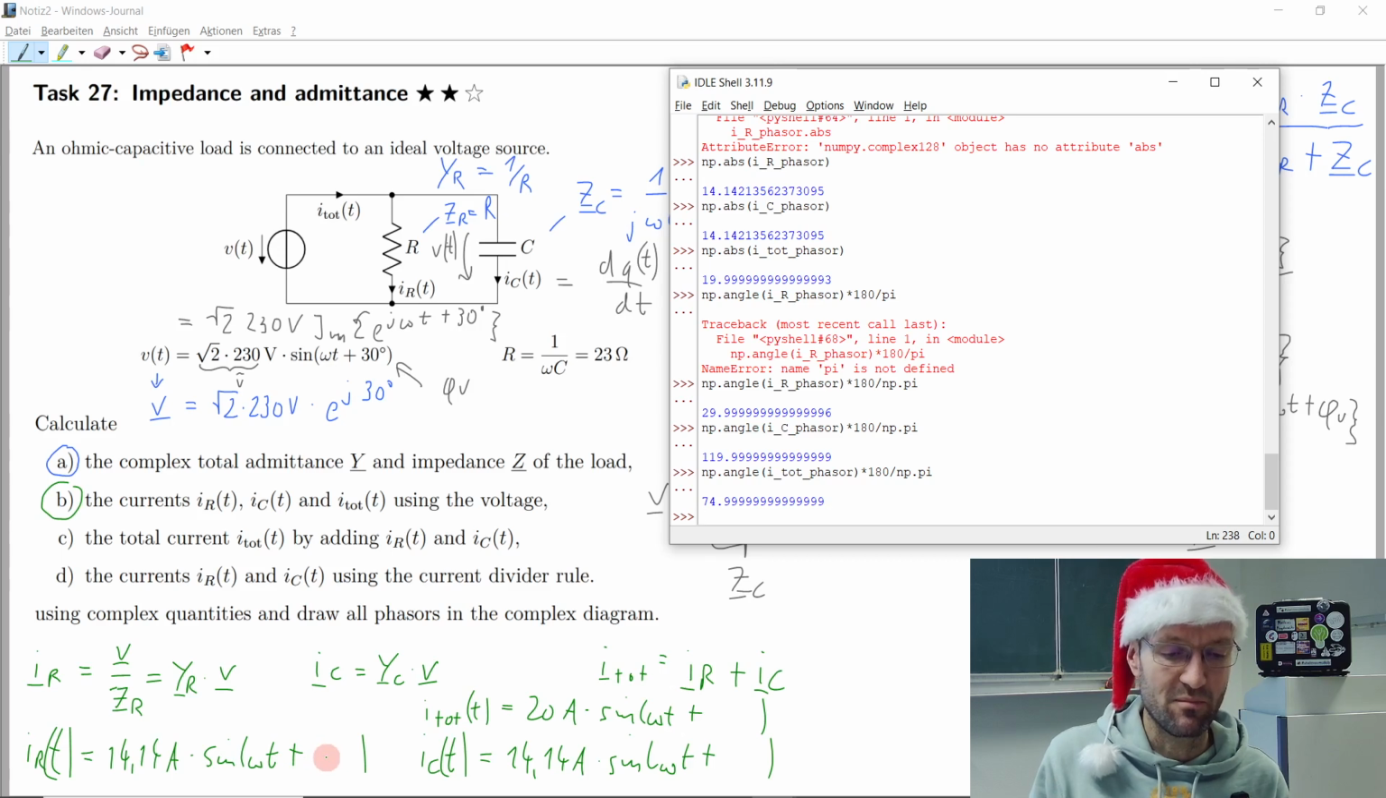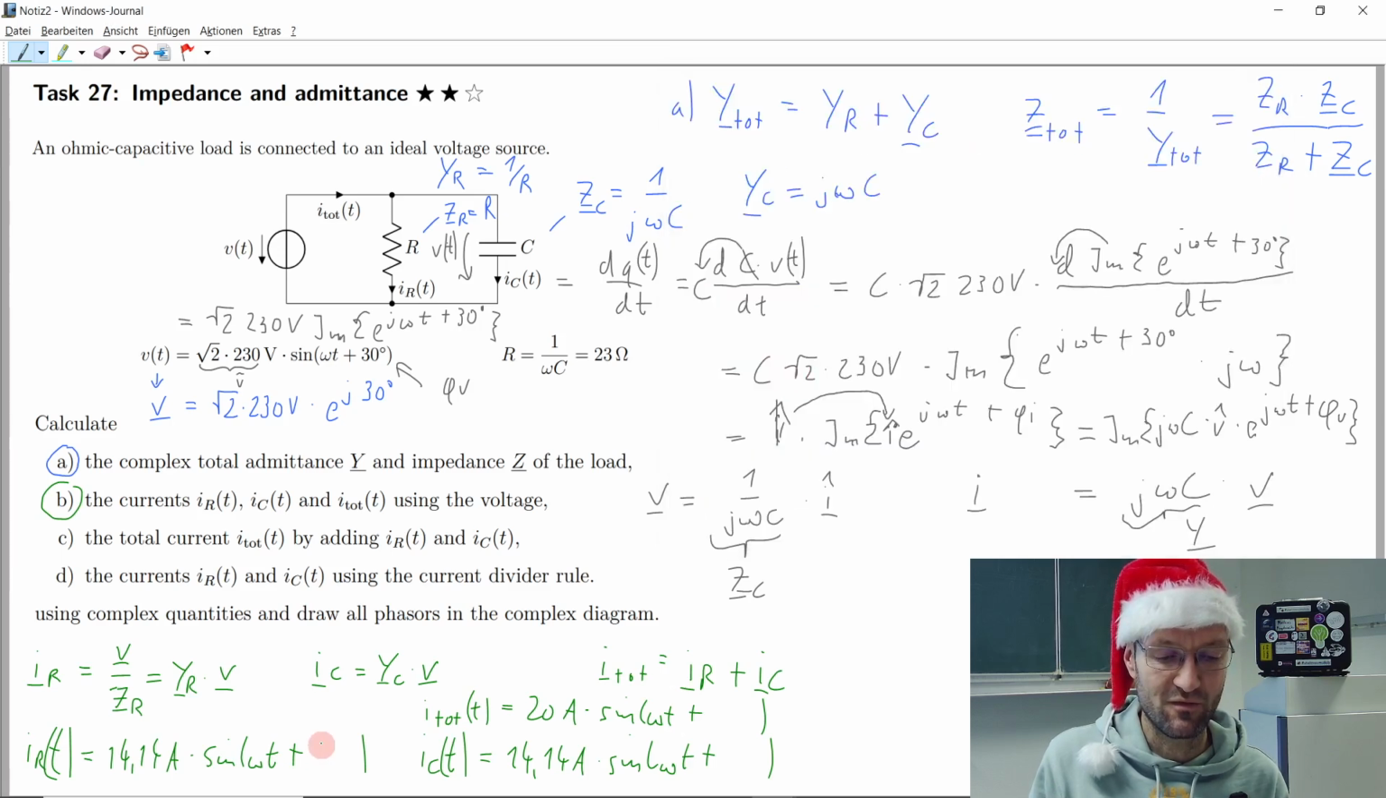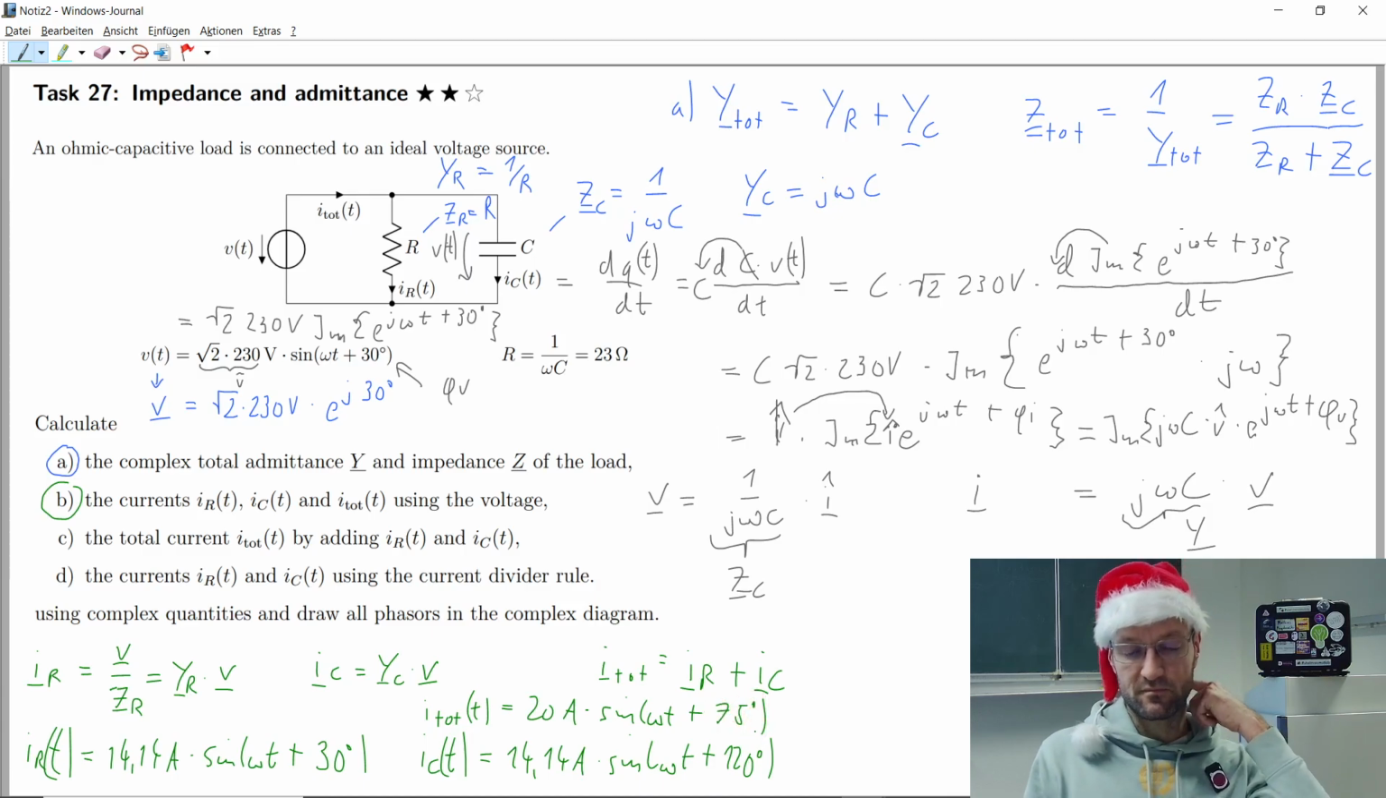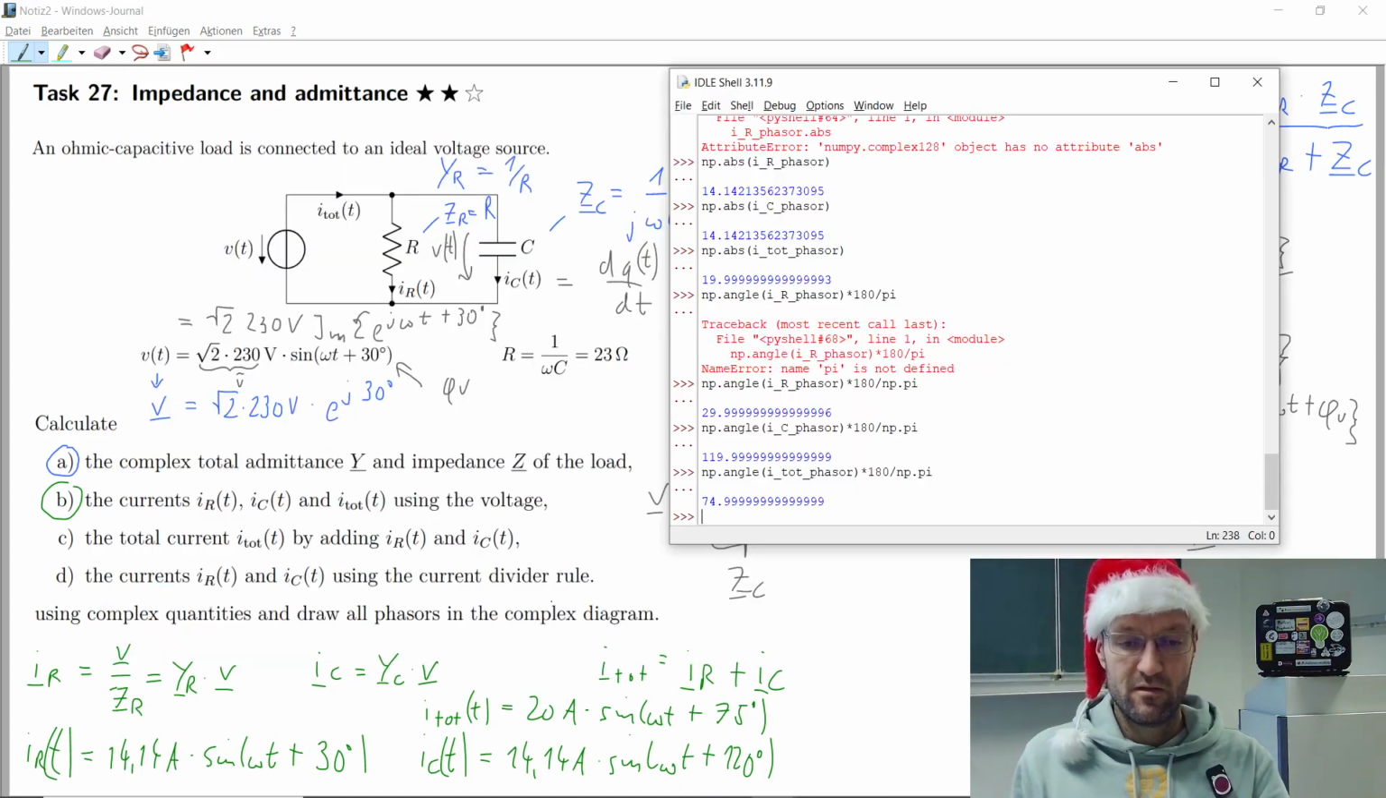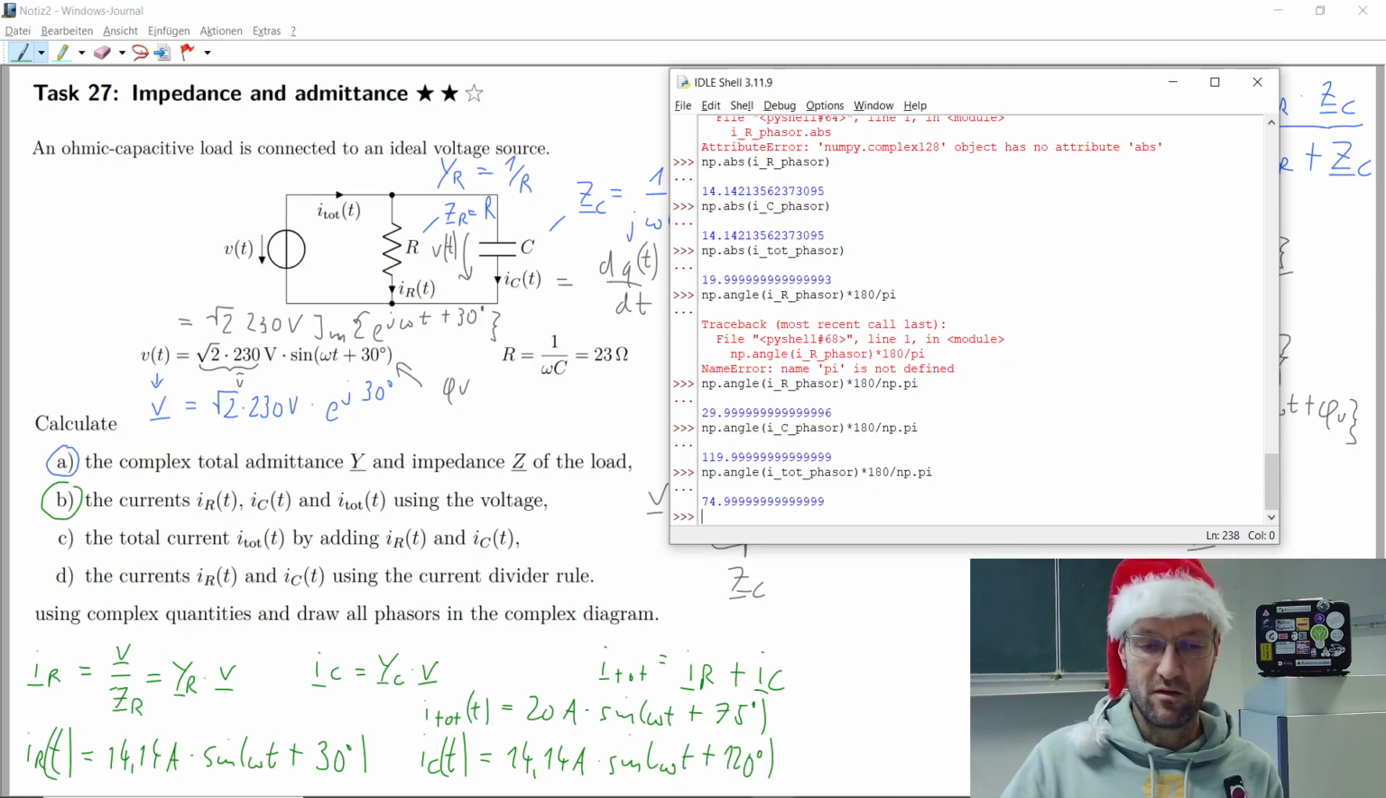And we can think about if this somehow makes sense, and what else could we do? So this is 30, this was 120, and this was 75 degree. Okay. So this is more or less the result that we should get at the end.